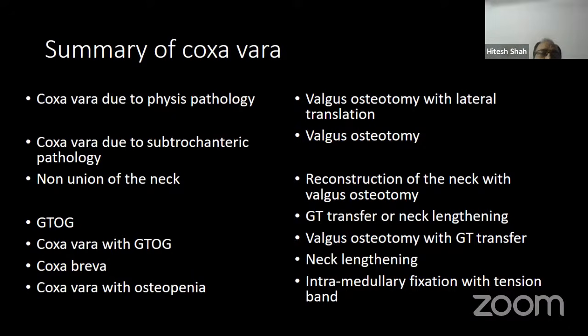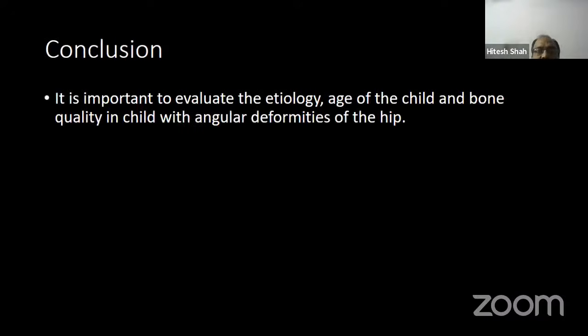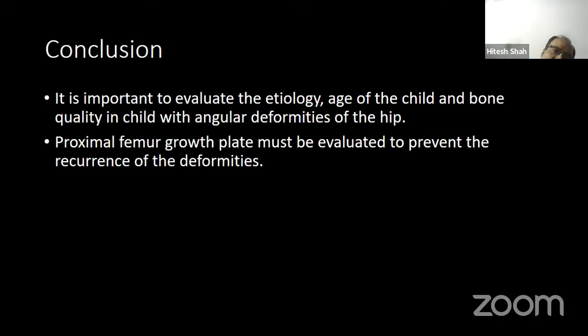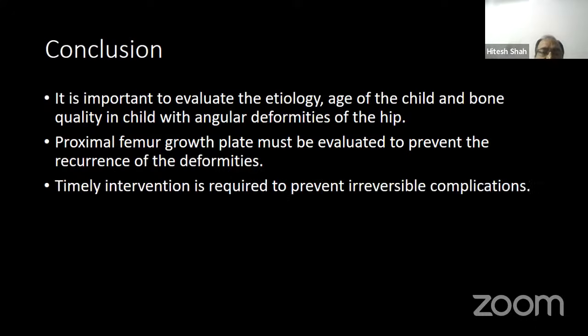This is an entire summary of the talk for the treatment, whether the Coxa Vara at the physis level, subtrochanteric level, non-union, or greater trochanteric overgrowth. It would be a combination of the Coxa Vara with greater trochanteric overgrowth with a short neck, or it would be associated with osteopenia. In conclusion, it's very important to evaluate the age of the child, etiology of the Coxa Vara, and bone quality. The proximal femur growth plate must be evaluated in every single case to prevent the recurrence of deformity, and timely intervention is required to prevent irreversible complications.